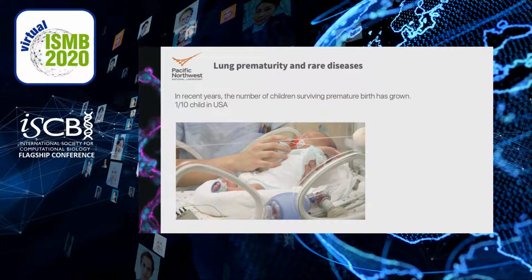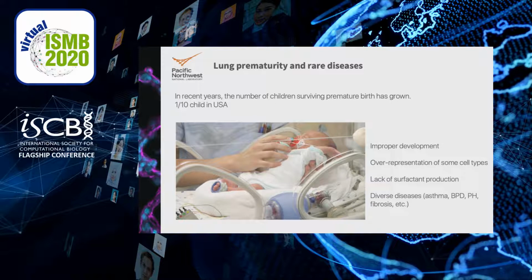So, why should we care about what's happening inside the lungs after birth? Thanks to medical advances, and in particular to the development of artificial lung surfactant in the past 30 years, the number of children surviving premature birth has grown tremendously. The CDC estimation is that nowadays, 1 out of 10 children in the US is born premature, and this can lead to abnormal development, to overrepresentation of some cell types, to problems in surfactant production, leading to a variety of diseases, including asthma, bronchopulmonary dysplasia, pulmonary hypertension, fibrosis, and so on.